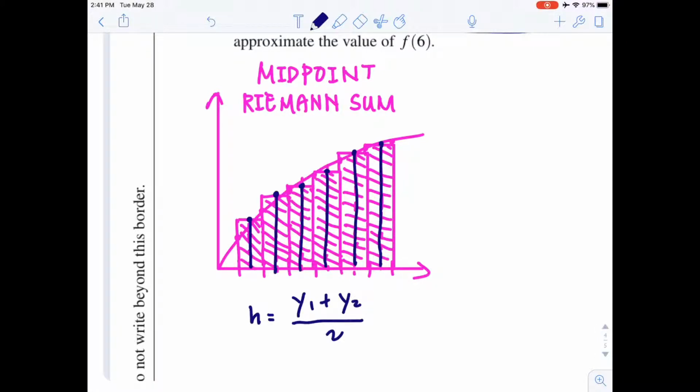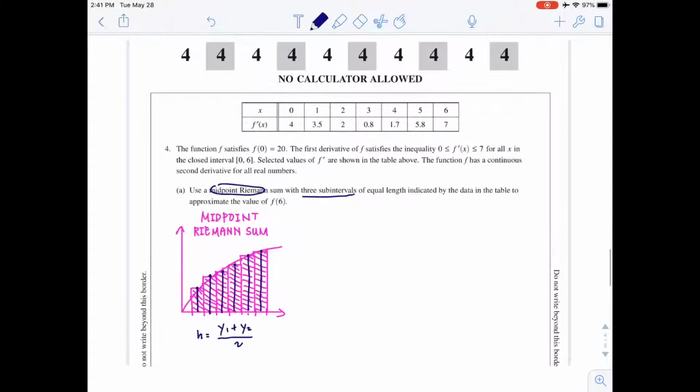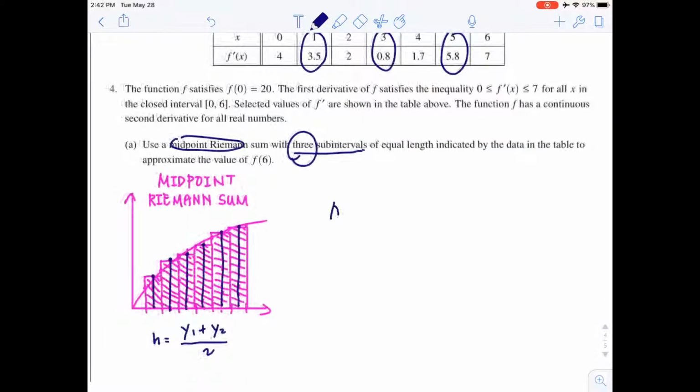In this case, we're provided with 7 values, which can make up 6 subintervals if we use every single one of them. However, we're asked to only use 3. So after grouping them into 3, we can see that the second set of data in each group is actually the midpoint and its height.